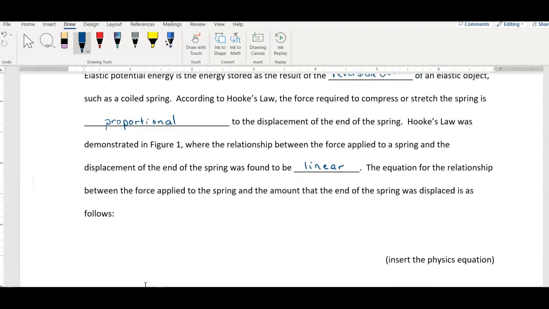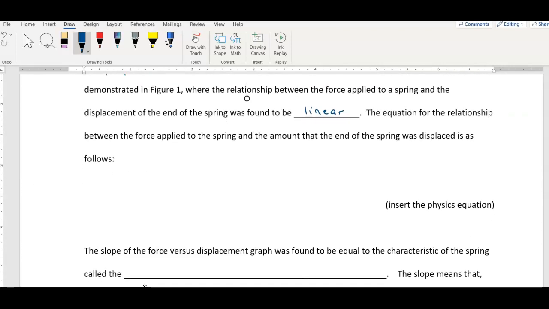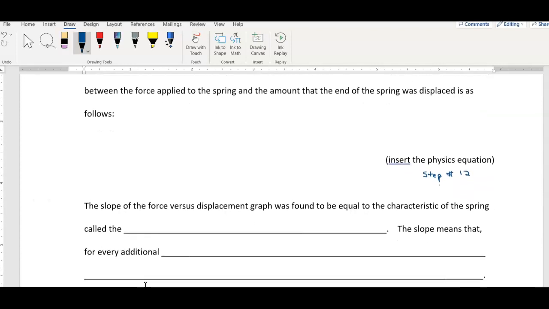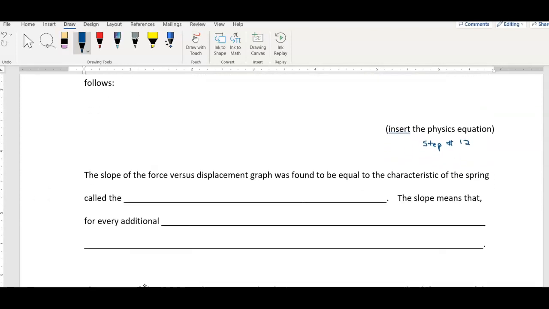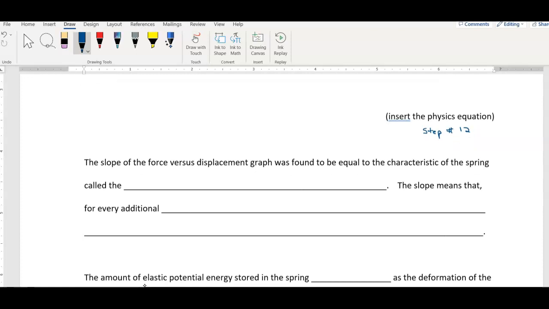And so you found a relationship, and you're going to insert the physics equation that you found in step number 12 right here, right? And then the slope is a characteristic of the spring, and we found that. You wrote this up above, and also you wrote an explanation of what the slope means, right? For every additional 1 meter that the spring is displaced. So we want to put that information here in the conclusions.